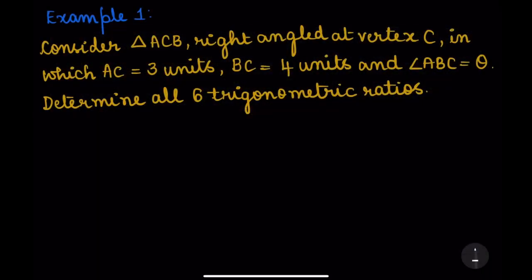Let us take up our first example. Consider triangle ACB right angled at vertex C, in which AC is equal to 3 units, BC is equal to 4 units, and angle ABC is equal to theta. Determine all six trigonometric ratios.